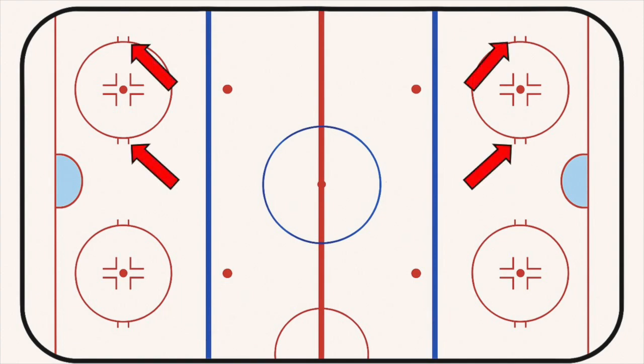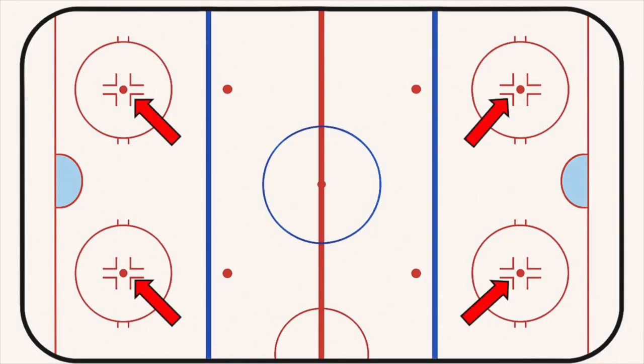The pairs of lines that extend from the circles are called hash marks. These define where players must stand during a face-off. Players have to remain on their team's side of the hash marks nearest their own goal until the puck hits the ice. Finally, you'll notice the L-shaped markings inside the circle. These define where the players taking the face-off must place their skates and sticks.